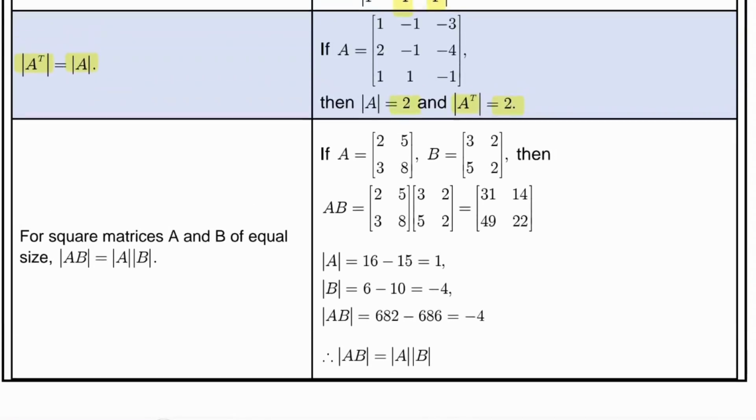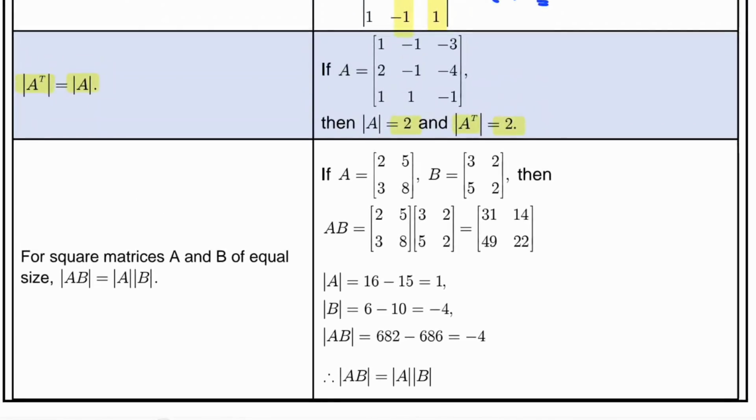And the last property that you can apply is for square matrices A and B of equal size: the determinant of AB is equal to the determinant of A times the determinant of B. So what do these properties mean? It means that you can skip the process of multiplying. You don't have to multiply AB.